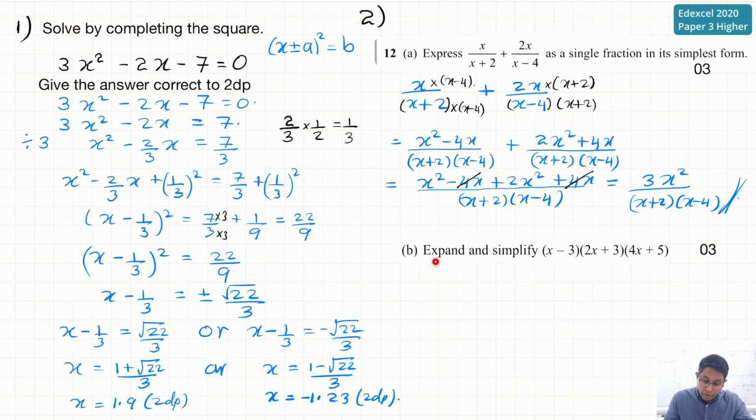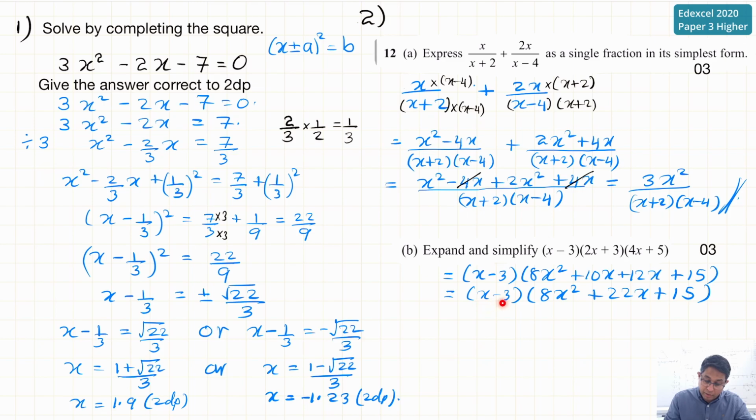Part B, they ask you to expand and simplify these triple brackets. Let's see how you can do this. Keep this x minus 3 outside and expand this double bracket first. Times 2x by 4x, 8x squared, and times 2x by plus 5, 10x. 3 by 4x, that's 12x. 3 by plus 5, plus 15. Simplify this bracket. You can add 10x and 12x.